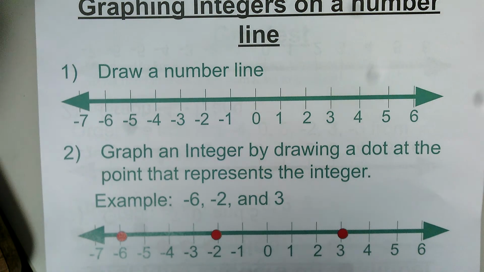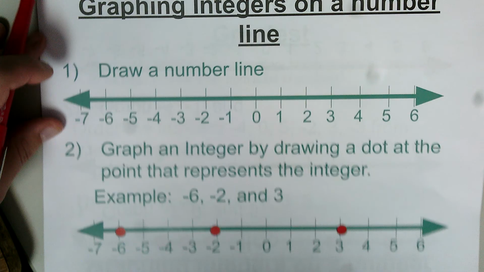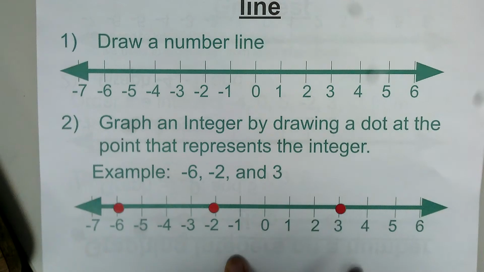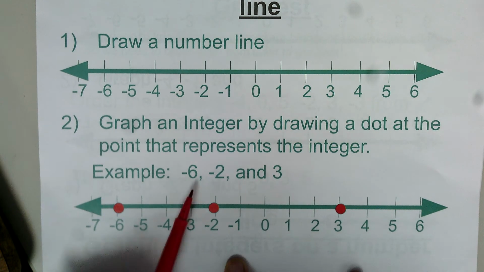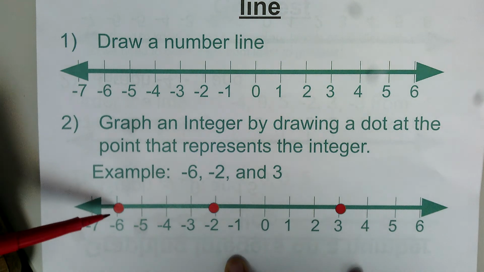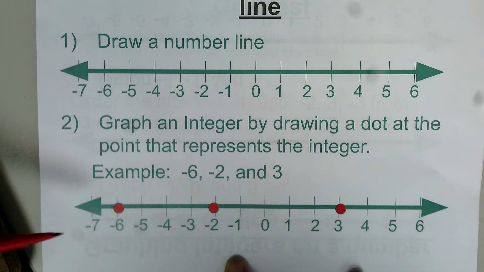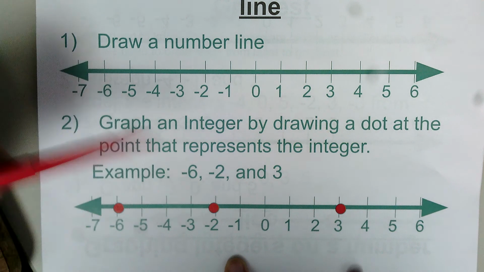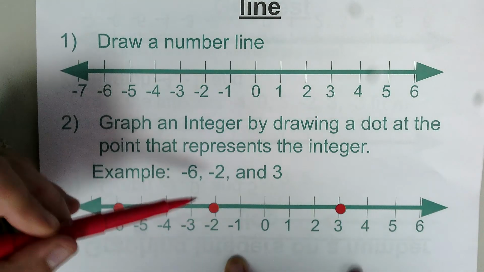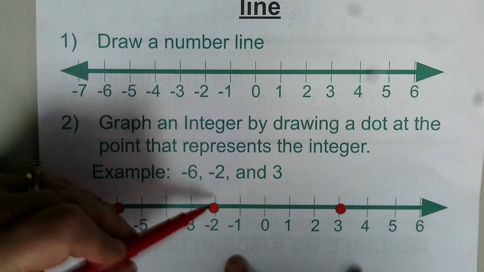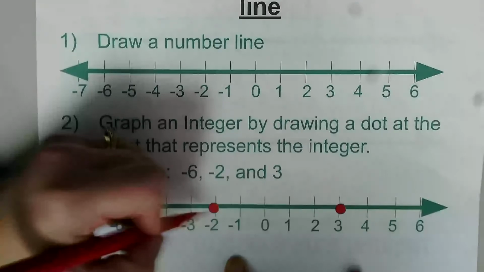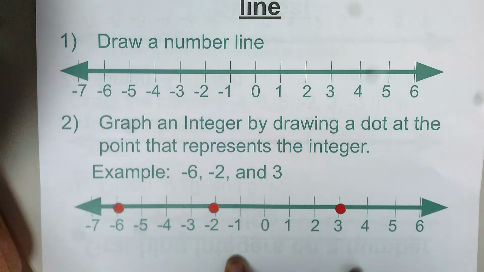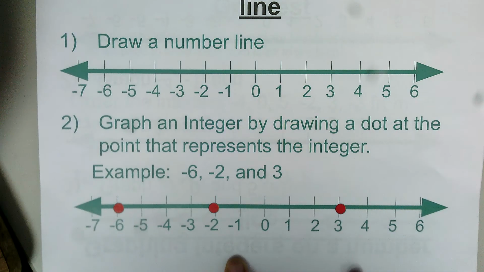All right, and it says graph an integer by drawing a dot at the point that represents the integer. So these are already done for you. If we have an example of -6, then I'm going to come and put a dot right on -6. If we want to graph -2, we're going to put a closed dot, and when I say a closed dot, that means a dot that's been filled in, right on top of the crosshair of the line and the little crosshair right here that is -2.